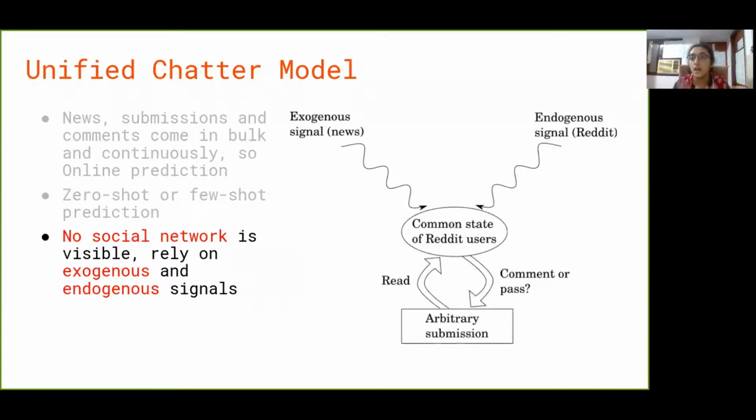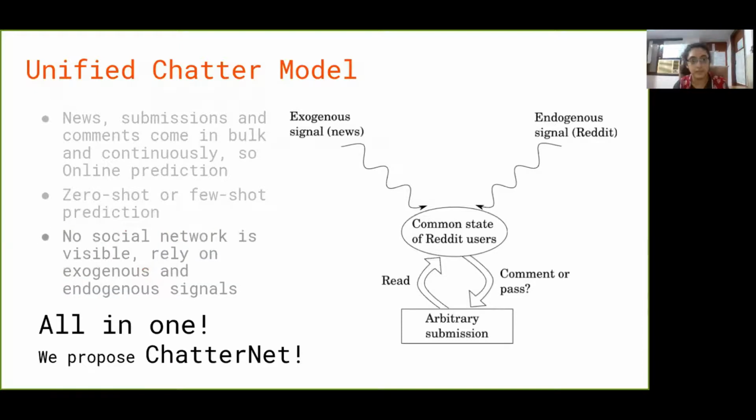Now, it will be again emphasized that for the current model, we do not have the underlying social network and we rely exclusively upon the exogenous and endogenous signals to drive the state of the user to determine whether they will comment or not. However, we are not making this prediction at an individual user level, rather doing it for the discourse as a whole. We combine all of these features into our proposed framework, the ChatterNet.